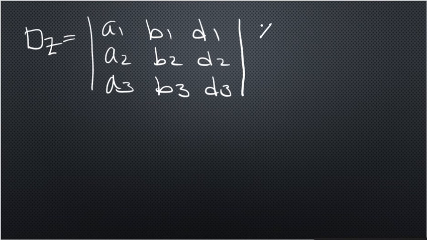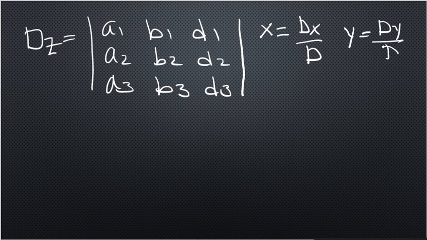Therefore, the solution for x will be Dx over D. And again, to find the y value, we use Dy over D. And finally, the z value will be Dz over D. So we need to calculate four determinants. You know, the determinant of a 3 by 3 matrix is somewhat time-consuming. So finding all four determinants and then dividing is, in this case, a long process, but we don't have a choice. This is how to solve using Cramer's rule.